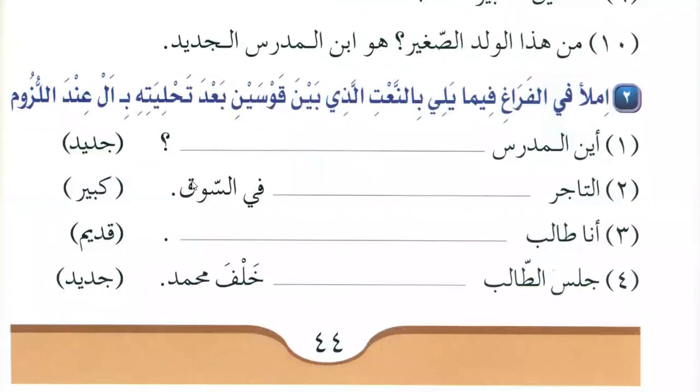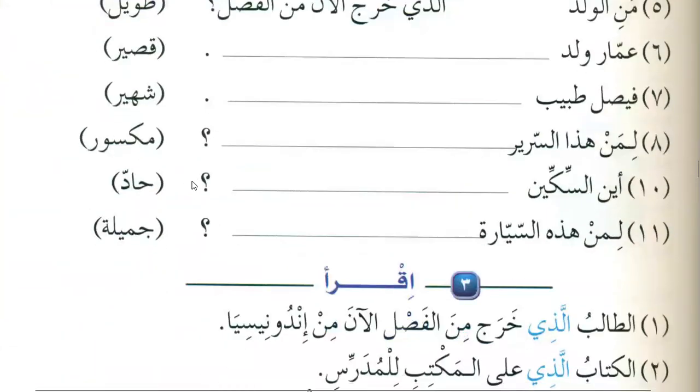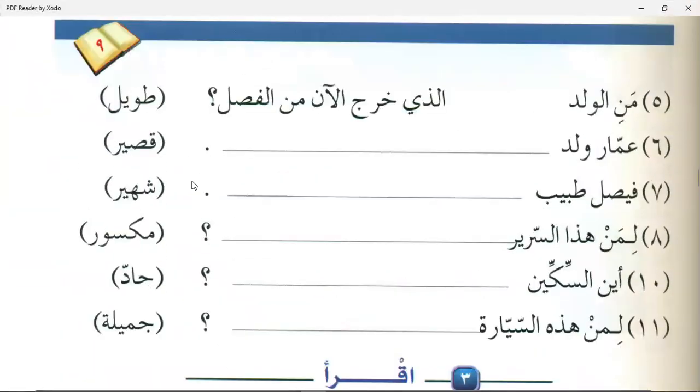Imla fil faraghat. Fill in the blanks. Fima yali, which are below. Bin nat, with the nat, with the adjective alladhi, which is baina qawsayn, between two brackets. Ba'da tahliyatihi, after adding with it al, in the lazim, where al is needed, where al is necessary. You just need to add the adjective which is mentioned in the bracket. Raise your hand.